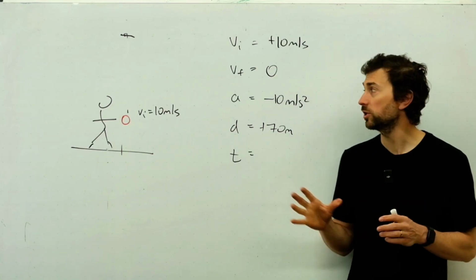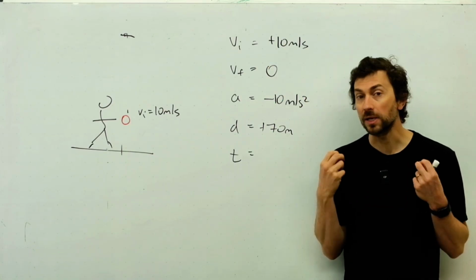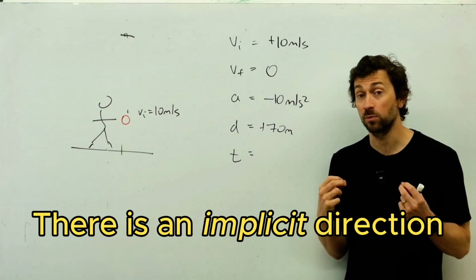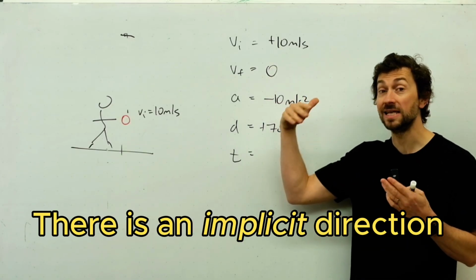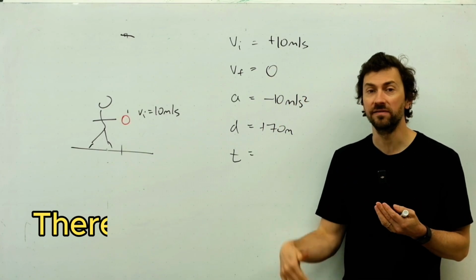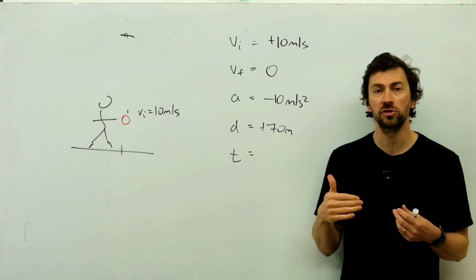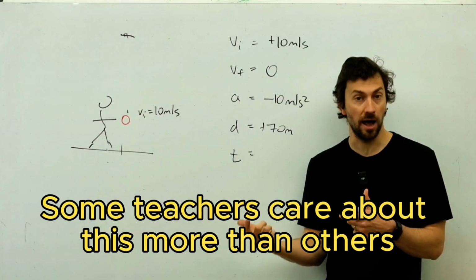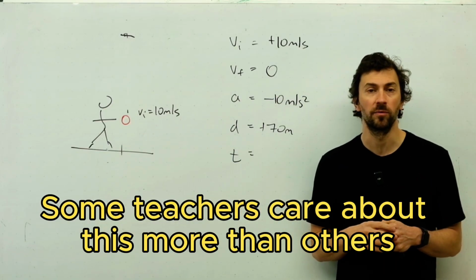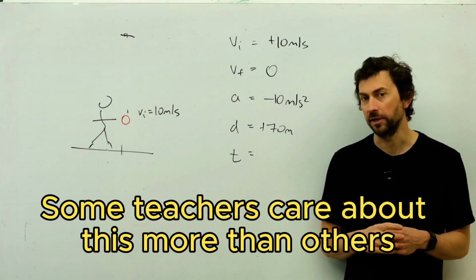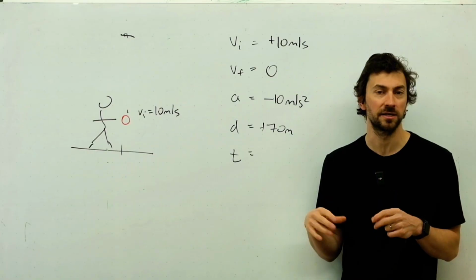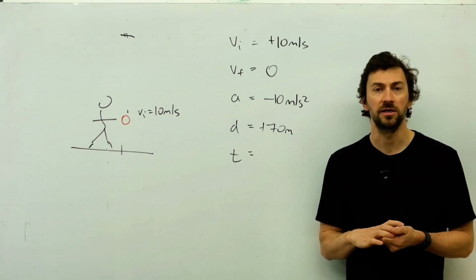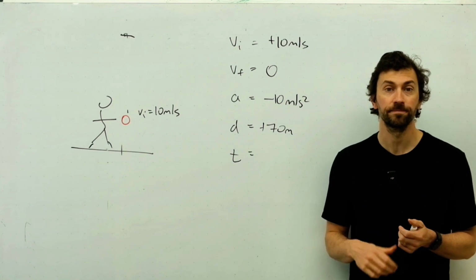So in this question, there's a kind of implicit direction. Like we understand that we're saying positive is upwards and negative is downwards. So some teachers are more particular and need you to say 10 meters per second upwards, for example, to get full marks. And some teachers will be happy if you just say 10 meters per second and you understand that those are positive and negative. And your teacher will tell you what they want.